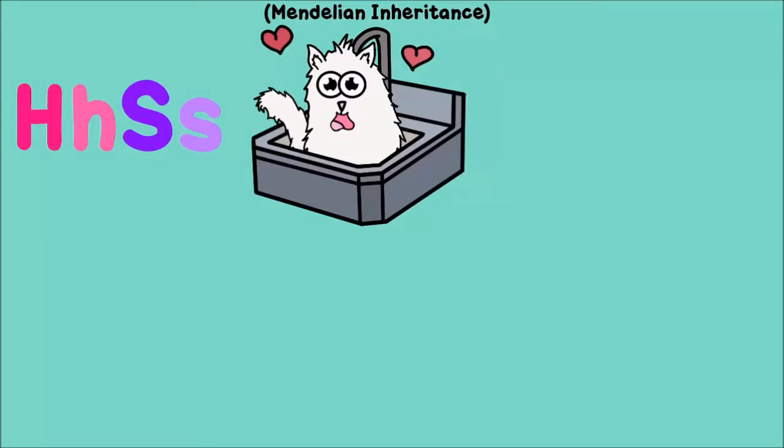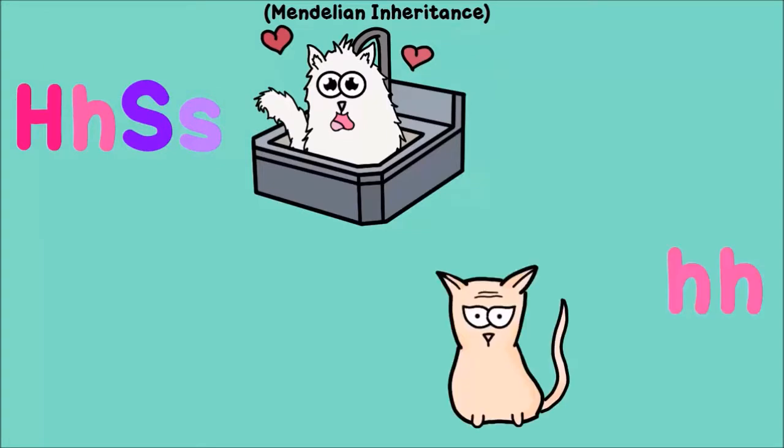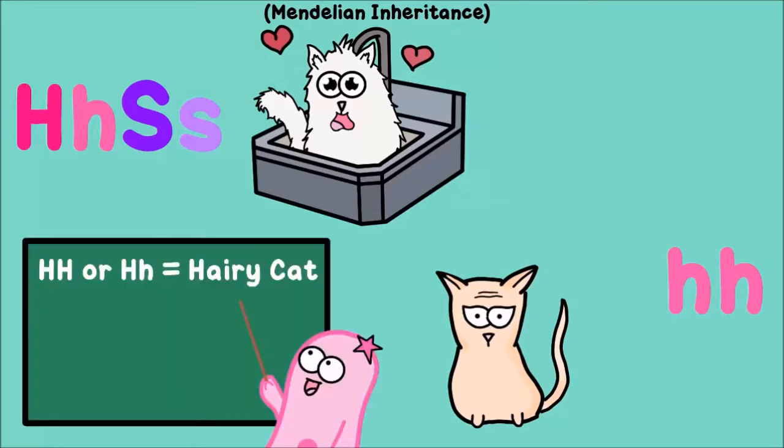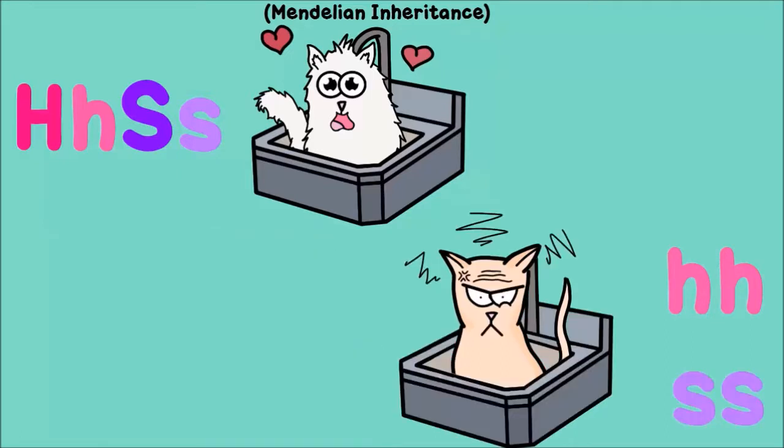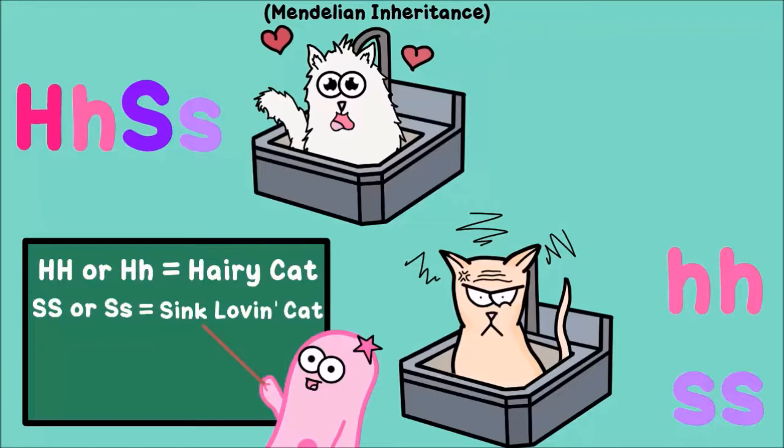Now we want to cross that cat with a hairless cat that does not like sinks. To be hairless, the cat must be little h little h. All it takes is one dominant allele, a capital H in this case, for it to have hair. And if it does not like sinks, a recessive trait in our example, then it is little s little s. All it takes is one dominant allele, a capital S, and it would like sinks. So the second cat has a genotype of little h little h, little s little s.